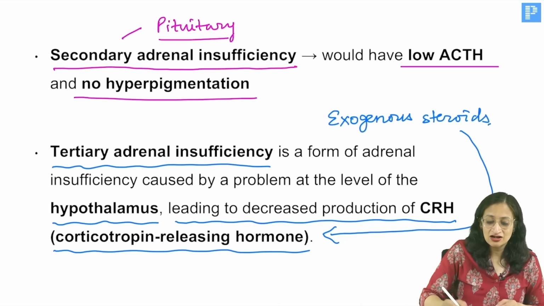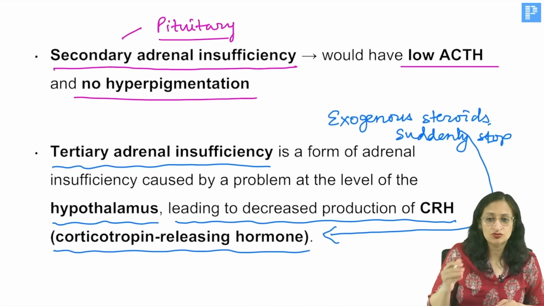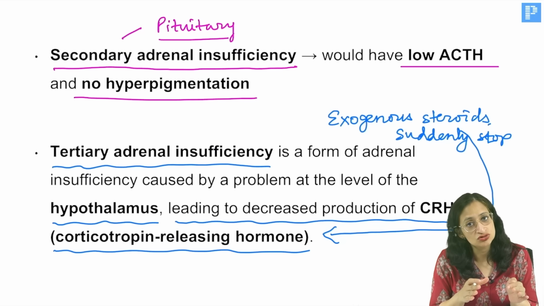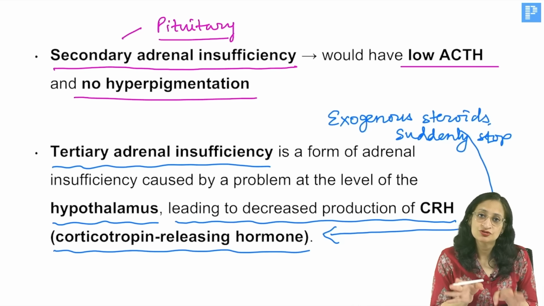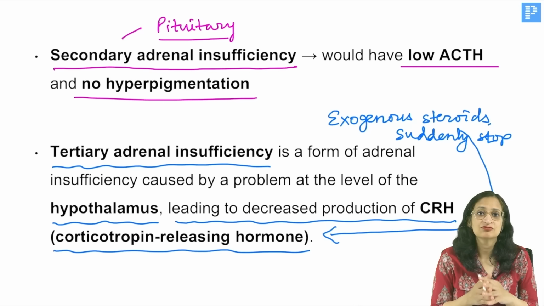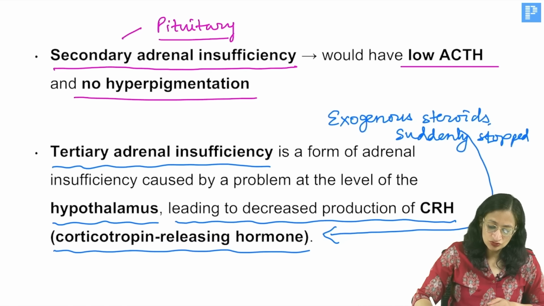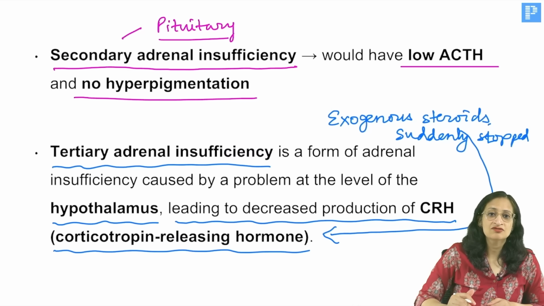Okay, and if you suddenly stop the exogenous steroids and the corticotrophin releasing hormone is also low, the pituitary will also produce less ACTH and the endogenous cortisol production is low. So the child will land up with features of adrenal insufficiency, right? Okay. So when you are giving exogenous steroids and suddenly stopping them, what you have is tertiary adrenal insufficiency.